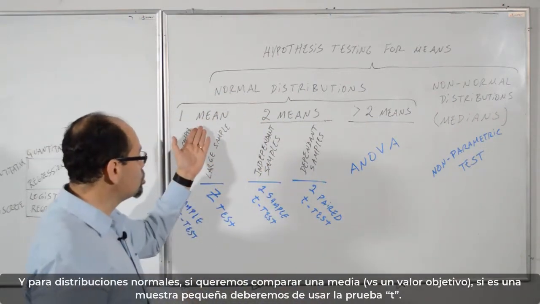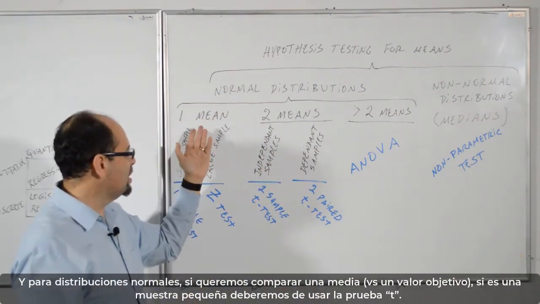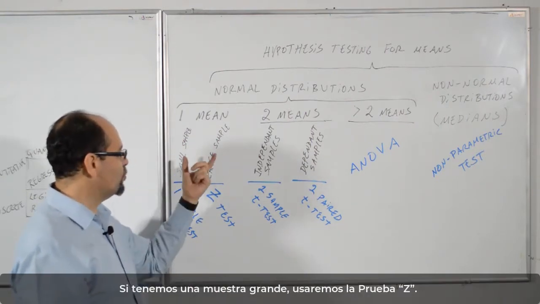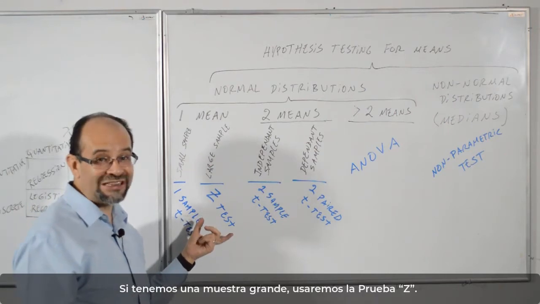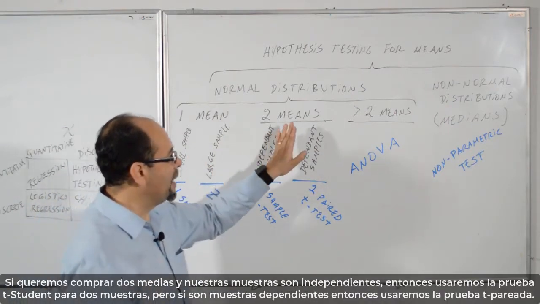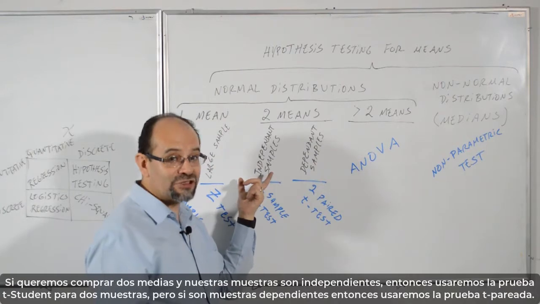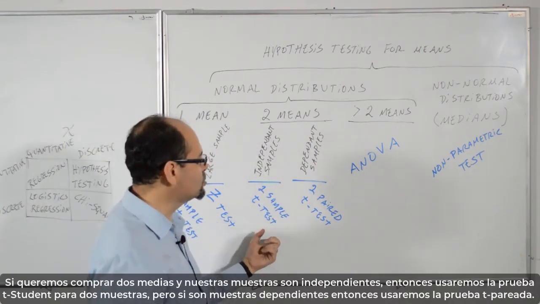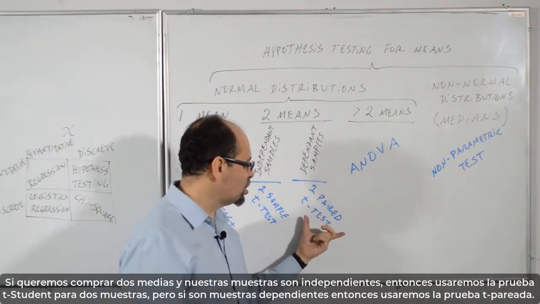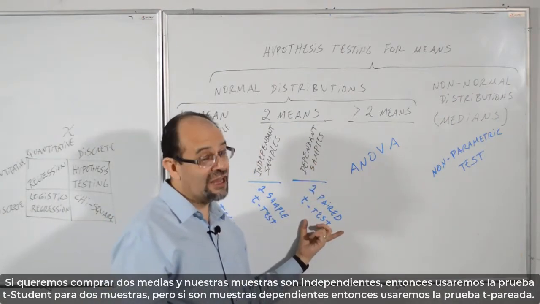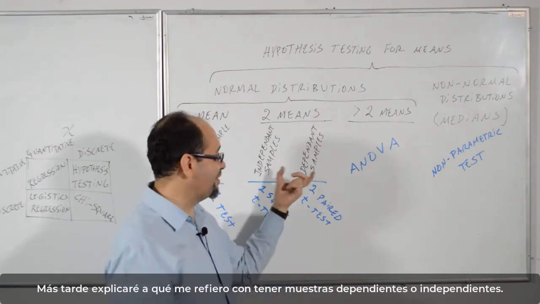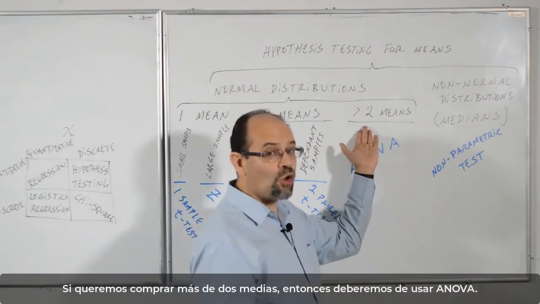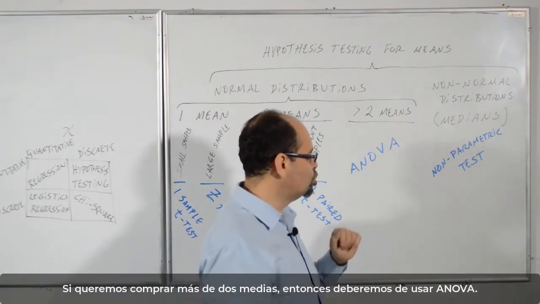And for normal distribution, if you want to compare one mean, if it's a small sample, you will be using one sample t. If you have a large sample, then you will be using the z-test. If you want to compare two means and the samples are independent, then you will be using the t-student test for two samples. But if they are dependent samples, you will be using paired t. Later, I will be talking about what is dependent and what is independent. And if you want to compare more than two means, then you should use ANOVA.